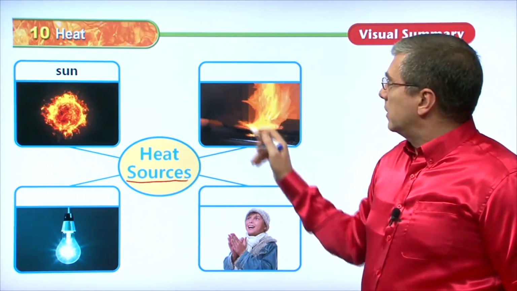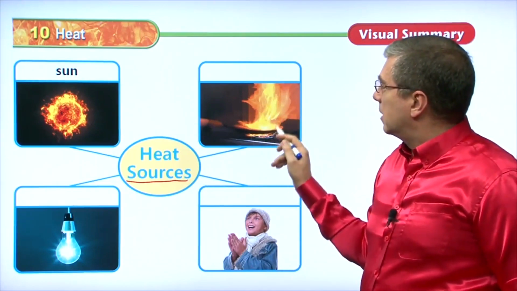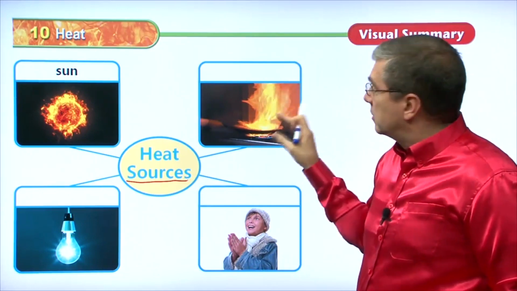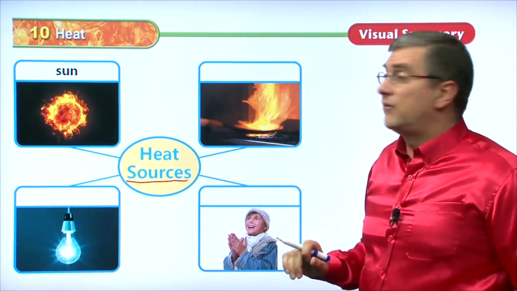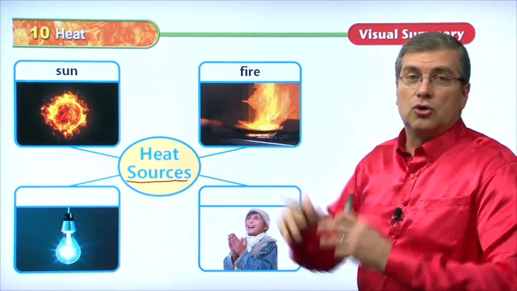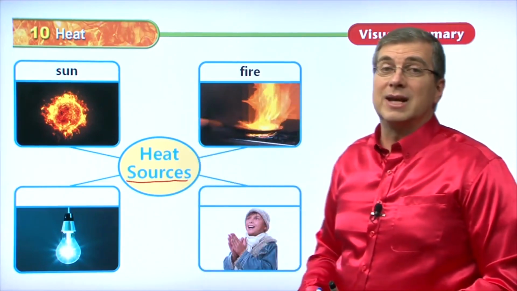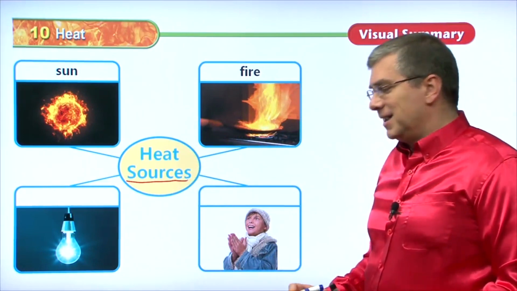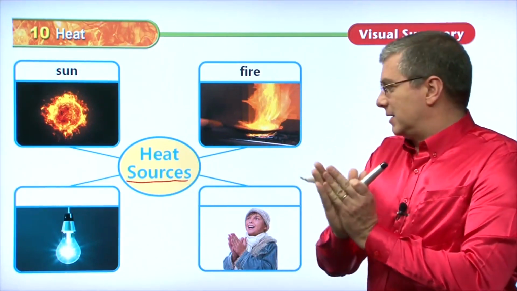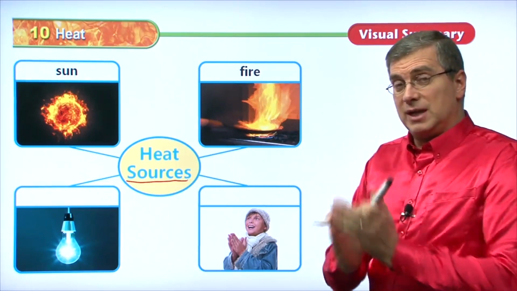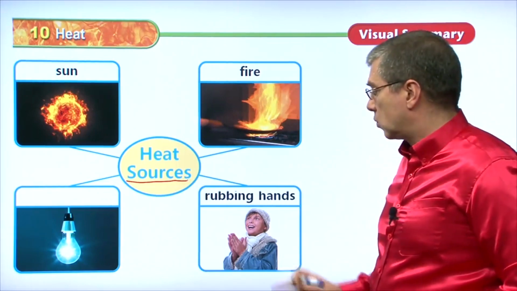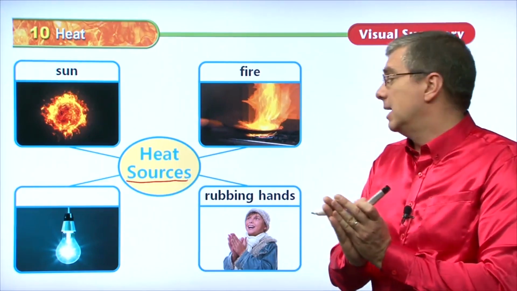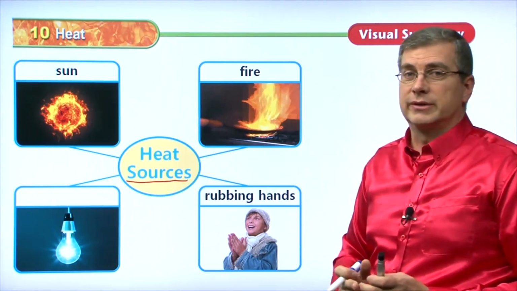Our second source, a second heat source here, we can see flames coming up. Something is burning. So when something is burning, there is a fire. So fire creates heat, and that's another heat source. Down here, this happy boy is doing what with his hands? That's another heat source. He's causing friction. He's rubbing his hands together. That is causing heat. Okay, so that's a heat source.